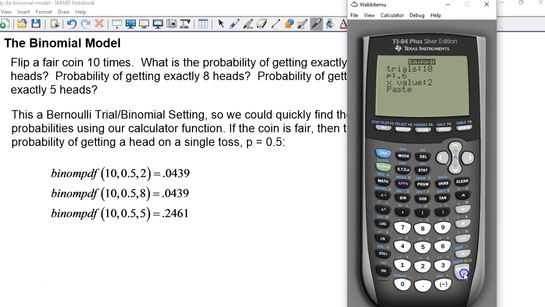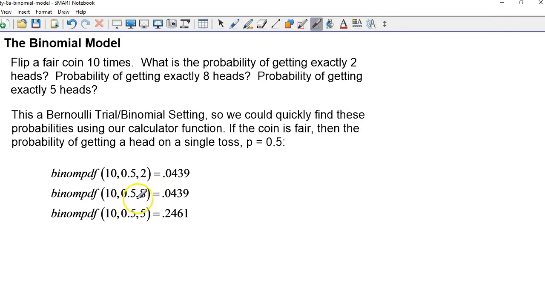10 flips of the coin, 50% chance of getting heads. We want the probability of getting exactly 2 heads. And so that would be 0.0439. And the probability of getting 8 heads would be 0.0439. The probability of getting 5 heads would be 0.2461. So the probabilities might be the same or they might be different, right? It just depends on the situation. And actually in a later video we're going to talk about the distribution of these probabilities.